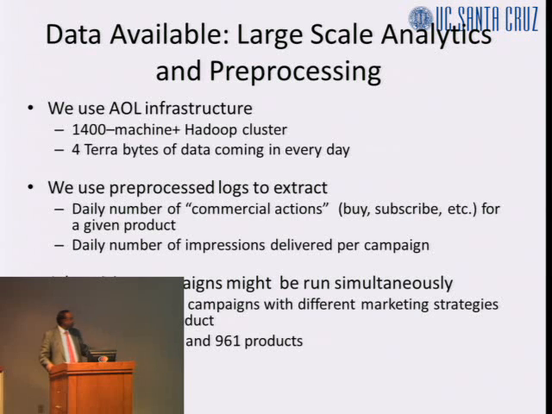Now, what we do is we use preprocessed logs so that we extract two things. One is, on a daily basis, the daily number of commercial actions, like somebody bought something of a particular product. And then how many impressions were delivered on a per campaign basis? So you can see it's very aggregate, because when you do behavioral targeting, you look at an ad and you look at the user action and link back individually. This is more aggregate.